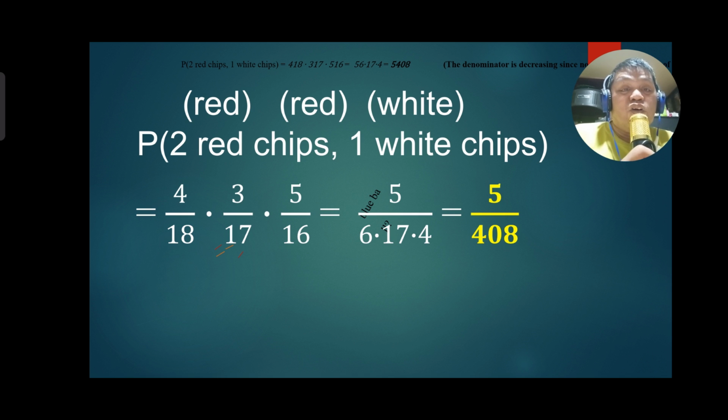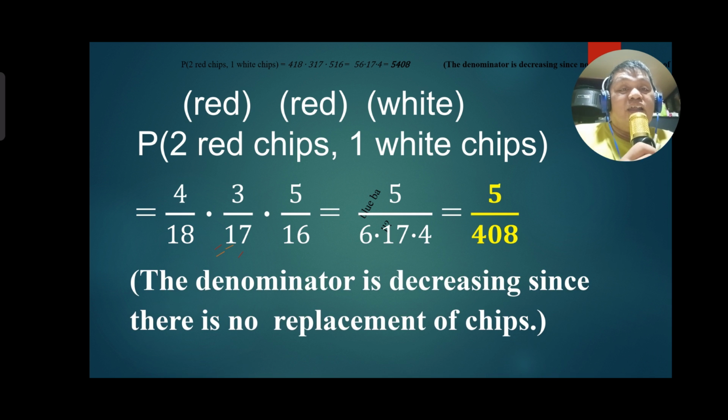And when you cancel 3 and 18, that is 1 over 6. So what remains is 1 over 6 times 5 over 17 times 1 over 4. So we have now 1 times 5 times 1 is equal to 5. And we have 6 times 17 times 4 is equal to 408. Therefore, the probability is equal to 5 over 408. The denominator is decreasing since there is no replacement of chips.